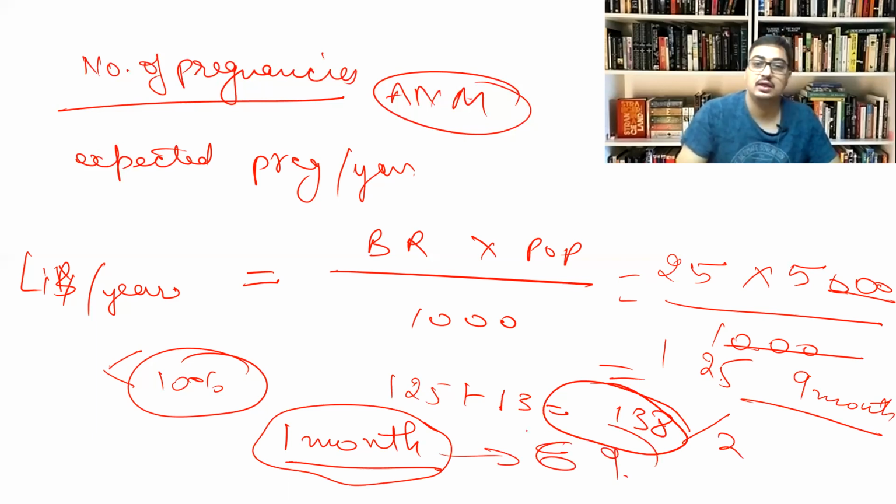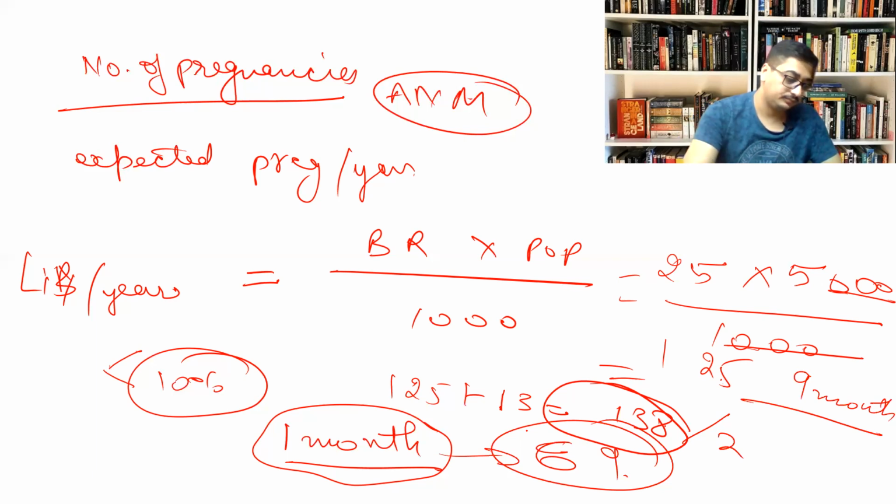So 69 pregnancies should be registered in a month in this particular subcenter. And if it is less than that, she should go for a house to house whole survey in order to identify those women who have not been able to register.